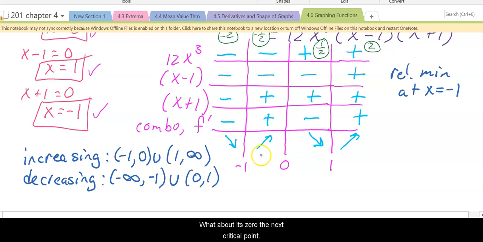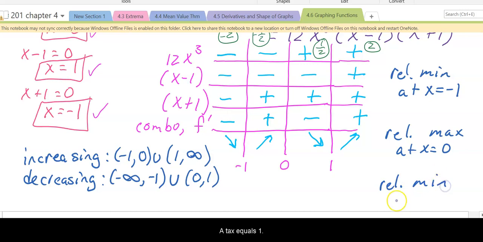What about at 0, the next critical point? It's going uphill and then downhill. That means we must have a relative maximum up here at the x value, x equals 0. The last one, going downhill as we approach 1 from the left and then uphill as we leave 1 to the right, means that we again have a relative minimum at x equal 1.